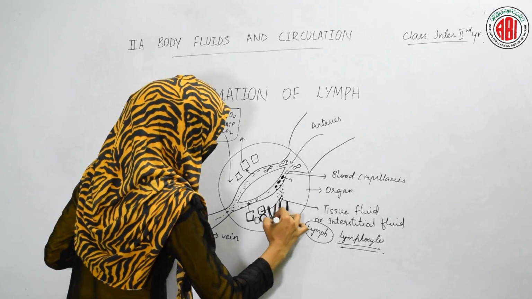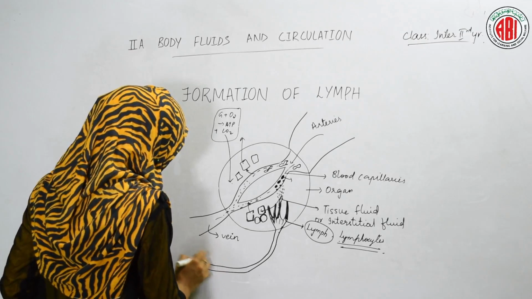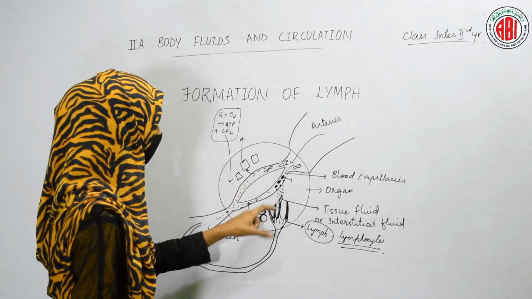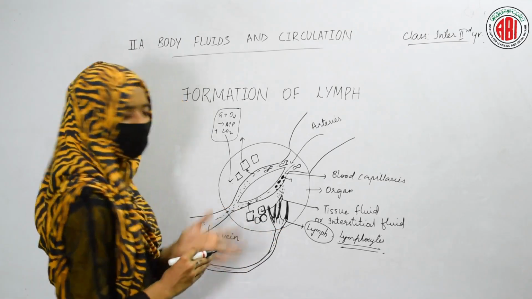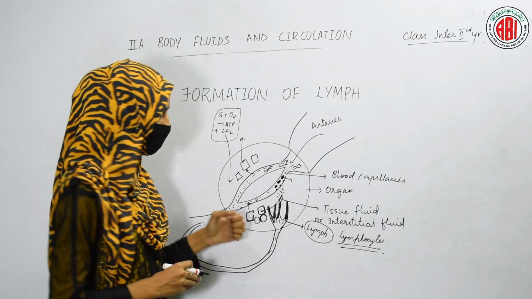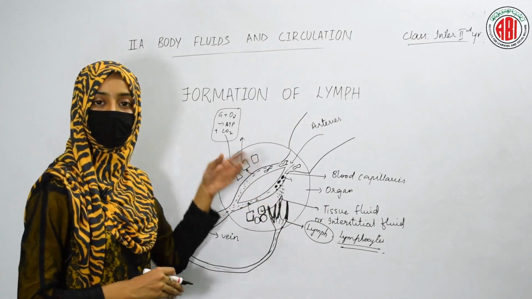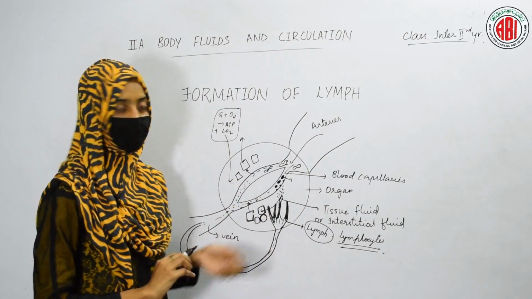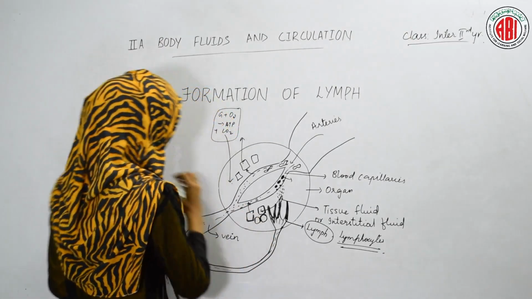And these capillaries join together and give rise to a vessel. This vessel opens into the vein again. So the fluid taken up by these capillaries is going to enter into the vein. So what is the use of taking up the fluid and then giving that fluid back to the vein? Here one process takes place, which is very, very important, that is screening.